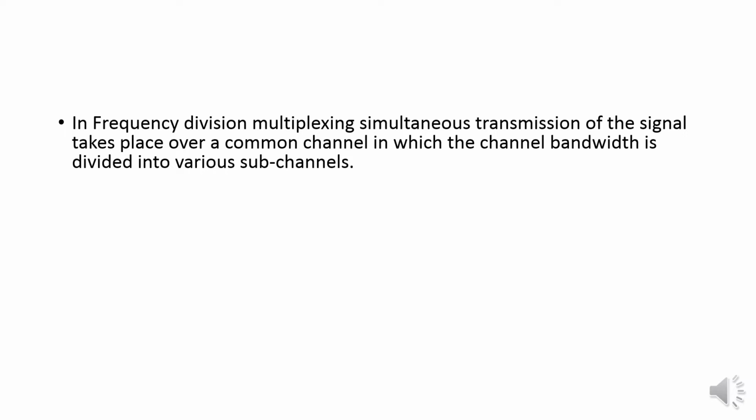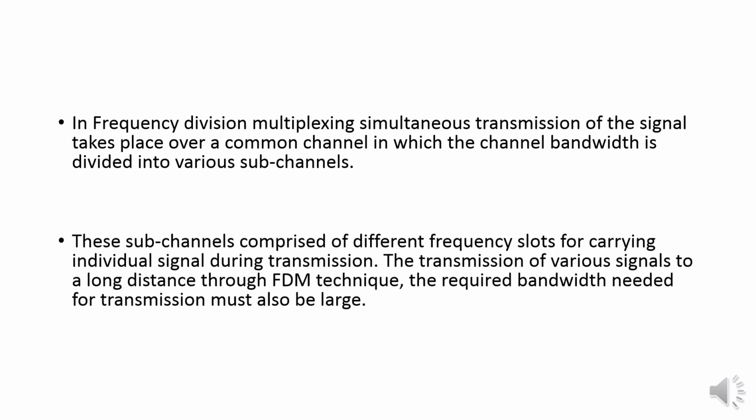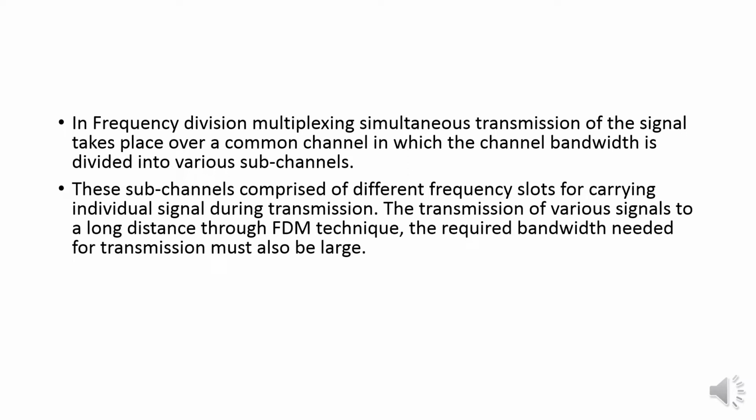In frequency division multiplexing, the simultaneous transmission of signals takes place over a common channel in which the channel bandwidth is divided into various sub-channels. These sub-channels comprise different frequency slots, carrying individual signals during transmission. For the transmission of various signals over a long distance through the FDM technique, the required bandwidth will be too large.